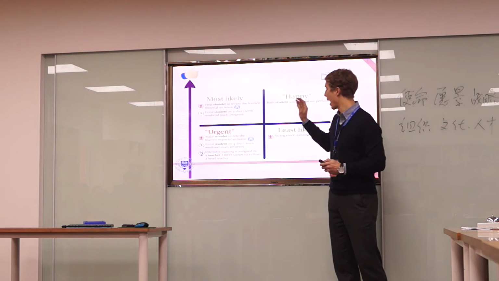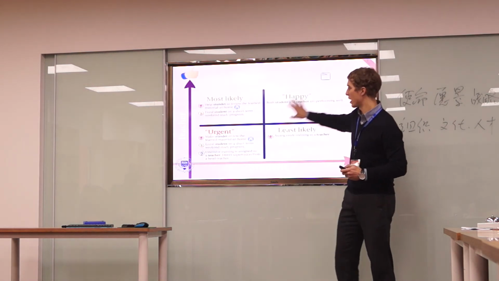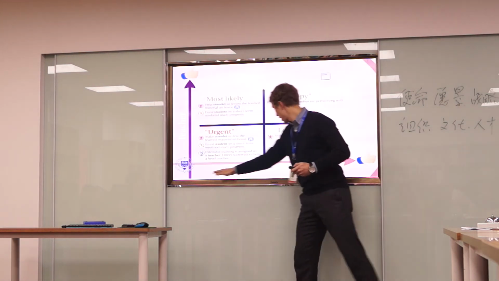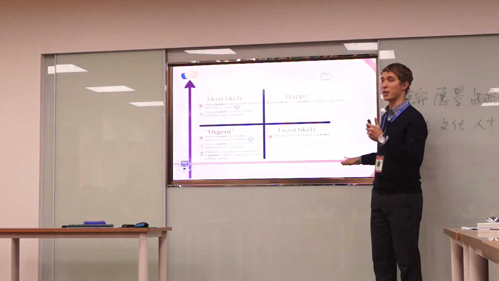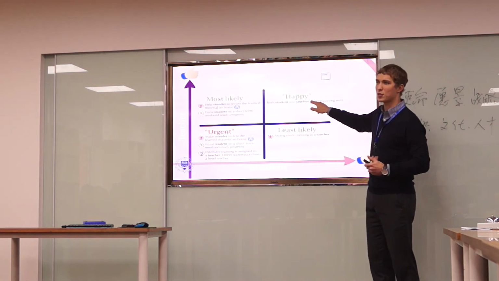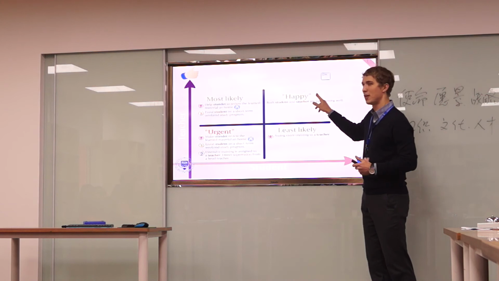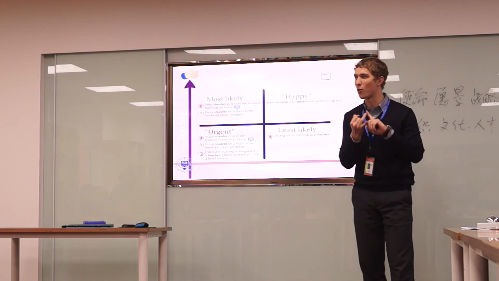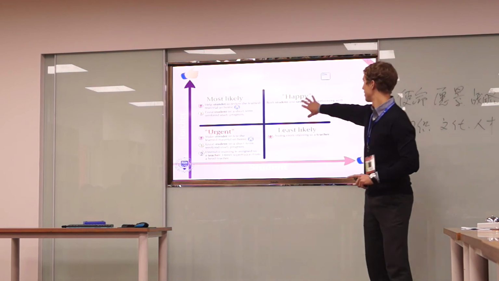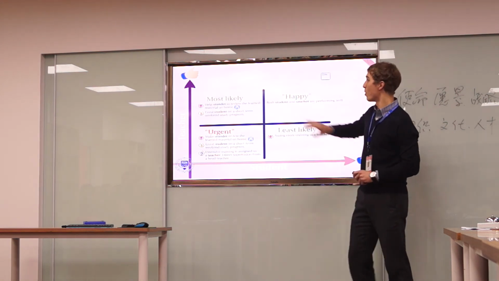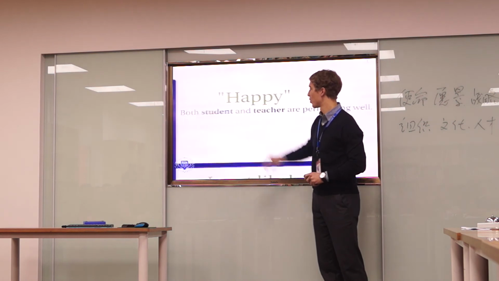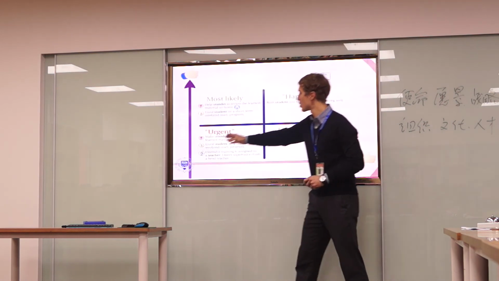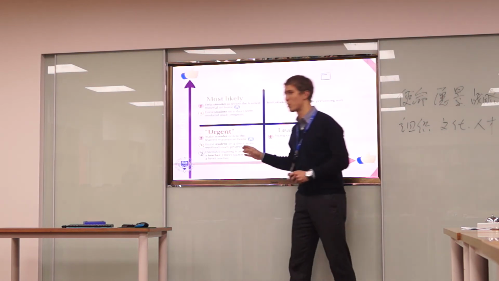Now let's talk about the happy area. Happy area means that both teacher and student are doing great. This is where we want to be. We want our teachers to be excellent. We want our students to be excellent. Now, the most likely area, this is what we are most likely to be in. The teacher is doing well, but students are not doing well.